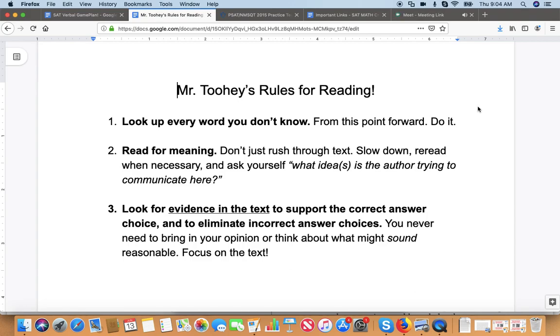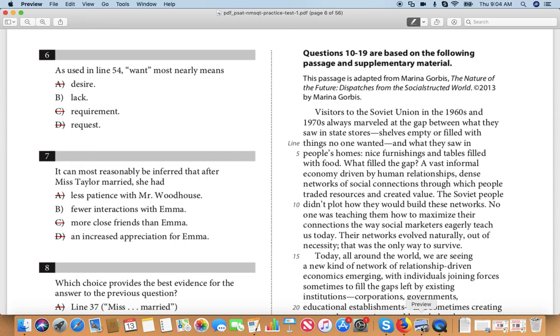Look for evidence in the text to support the correct answer choice and to eliminate incorrect answer choices. You never need to bring in your opinion or think about what might sound reasonable. Focus on the text. Okay, good. And we're going to have a couple passages that we're going to look at today. We're going to practice that strategy of focusing on evidence in the text. And let's go. I want to begin with reading together.